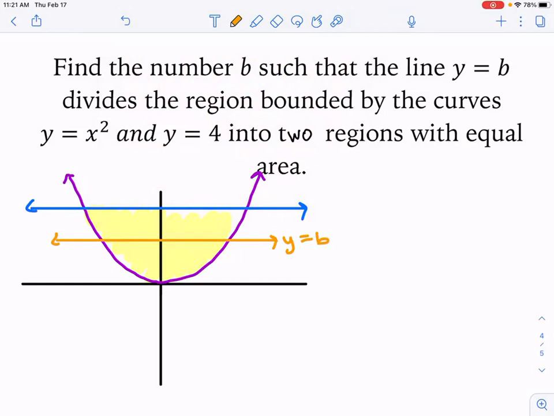I agree. Now let's do the other thing. Okay. So if we want to split this into 2 equal regions, we can do one of 2 things. We can set up 2 different integrals and set them equal to each other. One for the bottom half, one for the top half. Or, what would be our second option? We could figure out what the whole area is and set one of the regions equal to half of it, right? Which way do you want to do?